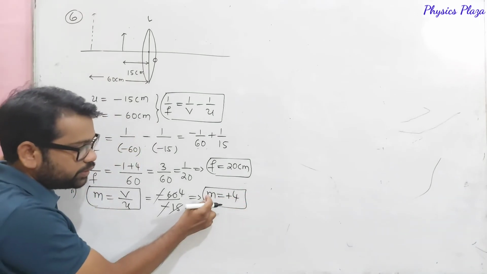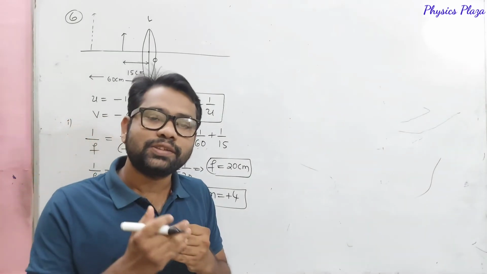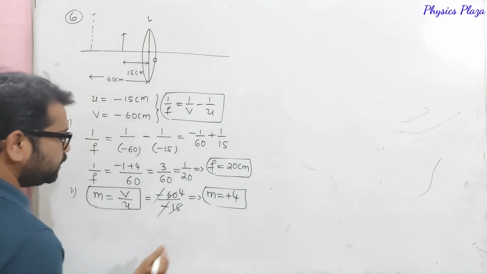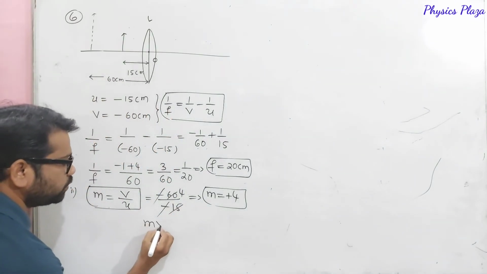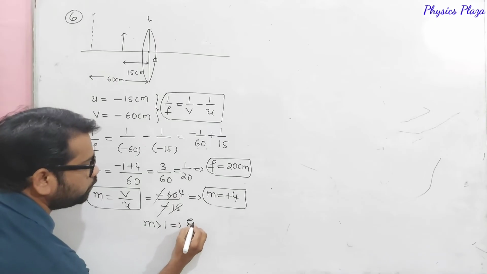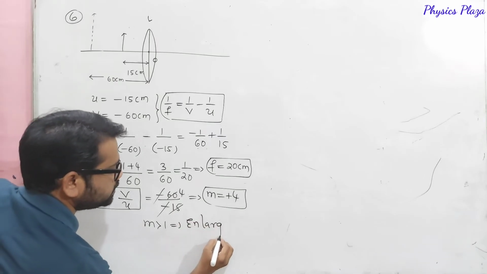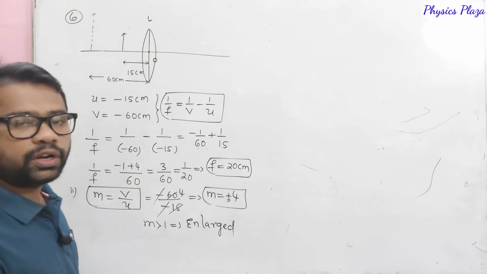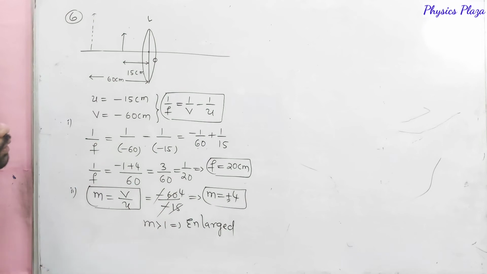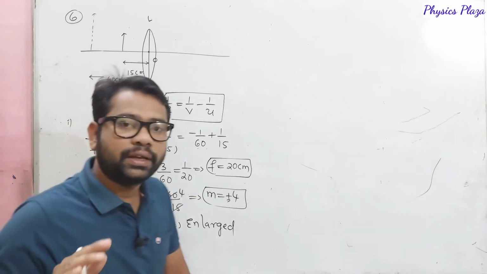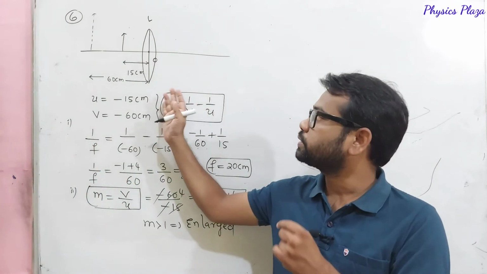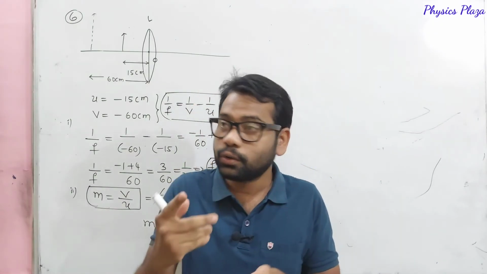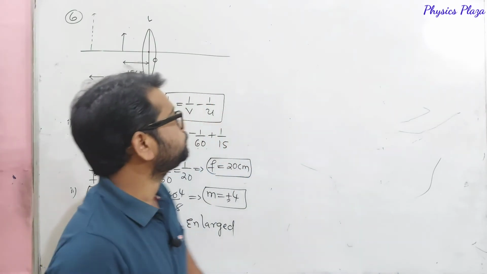So linear magnification is 4, which means what? Image size is 4 times greater than the object size. And here m is greater than 1, as we know, so it is enlarged, 4 times greater, and as it is positive, it is virtual and erect only. Okay. But the thing is, children, in the question it is not mentioned whether it is a convex lens or a concave lens. With the given data only, we have to think and go for a convex lens only.